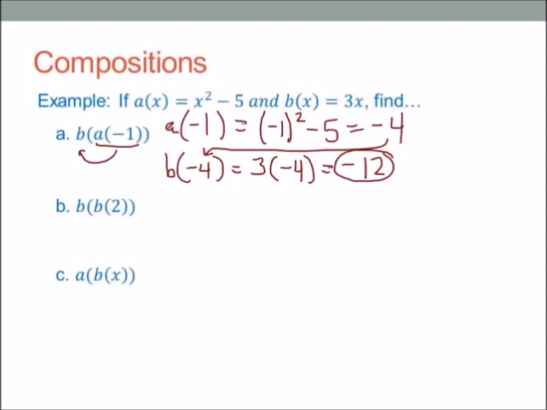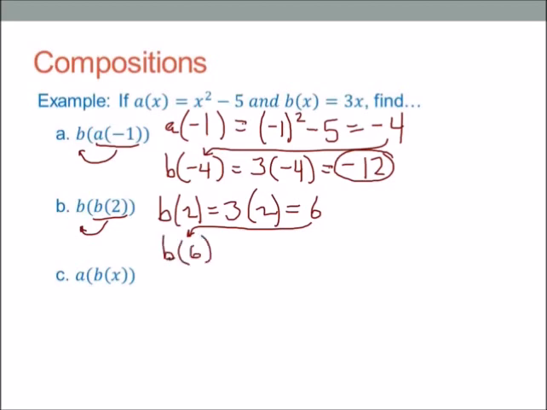Alright, so for b of b, I have b of b of 2. So I'm going to start with the innermost function, which is b of 2. So b of 2 equals 3 times 2, take the x out, replace it with 2, and I get 6. So now I'm going to take the 6 and put it into the next function, which again is b. I'm going to plug it into the same function. So b of 6. So now I'm going to take the x out, replace it with 6. So b of 6 is 3 times 6, which is 18, and there's your answer.